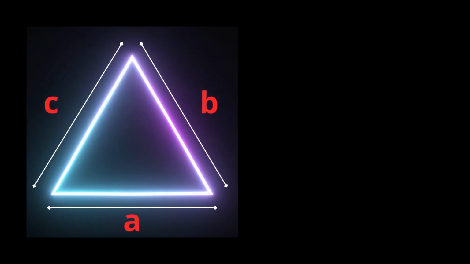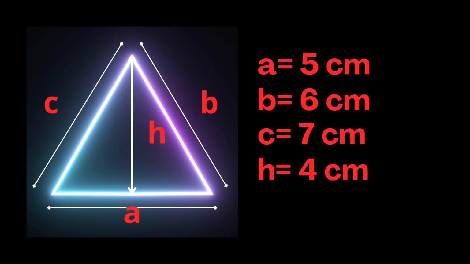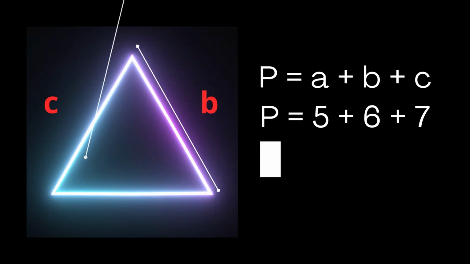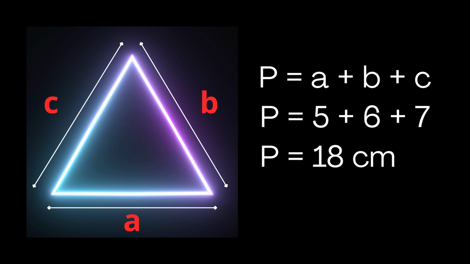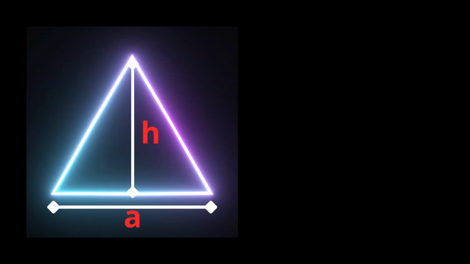Now, let's show how to calculate the perimeter and area of a specific triangle. We have a triangle with the side lengths A equals 5 cm, B equals 6 cm, C equals 7 cm, and a height h equals 4 cm perpendicular to side A. First, we calculate the perimeter. Calculating the area. We calculate the area using the base and height.